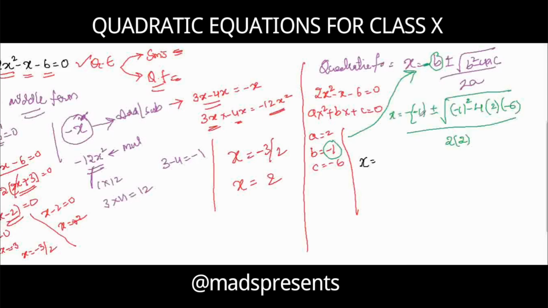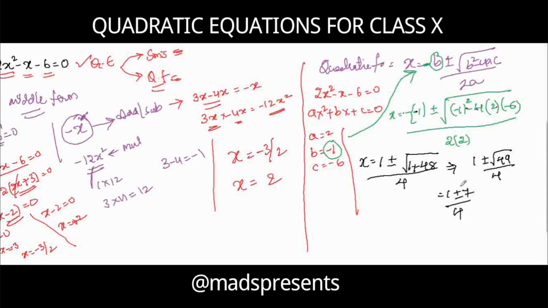Just to simplify, x is equal to minus into minus plus, it will become plus 1 plus or minus under root minus 1 square is 1, minus into minus 4 into 2 is minus 8, minus 8 into minus 6 is plus 48. See, 8 sixes are 48, minus into minus is plus. So 1 plus 48, by 2 twos are 4. Now if you solve this, you will get 1 plus or minus under root 49 by 4. What is under root 49? Under root 49 I can simply write as 7, because 7 square is 49, so the square and root cancel.